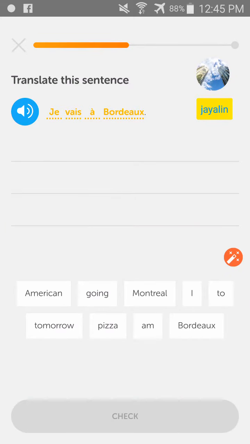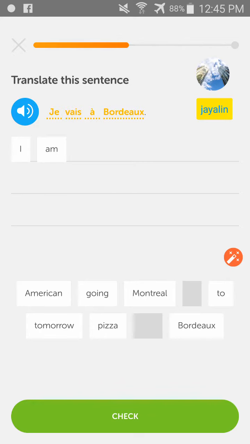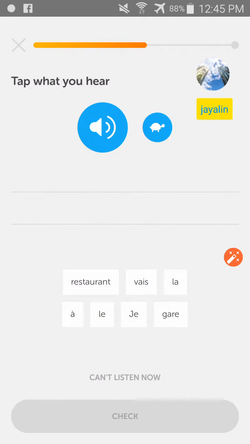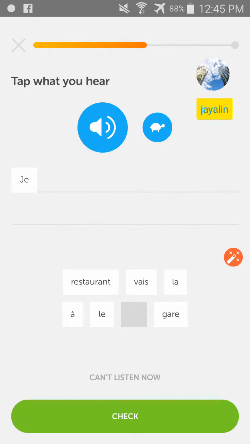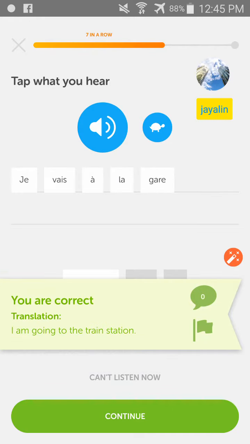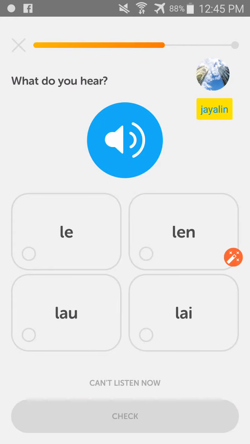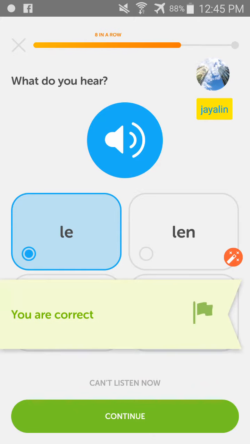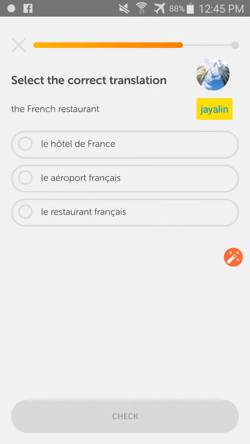Excellent. Je vais à Bordeaux. I am going to Bordeaux. I think so. Je vais à la gare. I'm going to the train station. Le is the masculine, the one in English. The French restaurant.